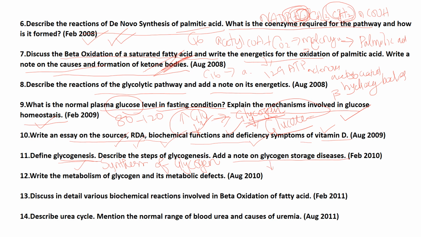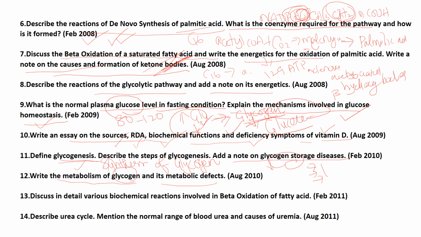So whenever the enzymes are deficient, inherited disorders will be there. As a result, you have this glycogen storage disease. You have to write the set of storage diseases for this question. And then write the metabolism of glycogen and its metabolic defects. So the same thing is repeated here.